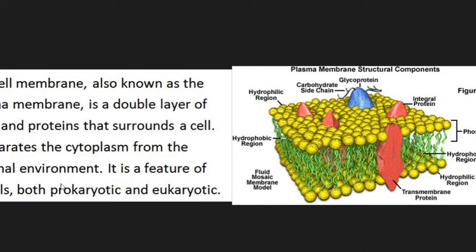It is present in prokaryotic and eukaryotic cells. We all know what prokaryotic and eukaryotic cells are, and it is found in plant and animal cells. In plant cells, it is inside the cell wall, and in animal cells, it is the outermost boundary of the cell.